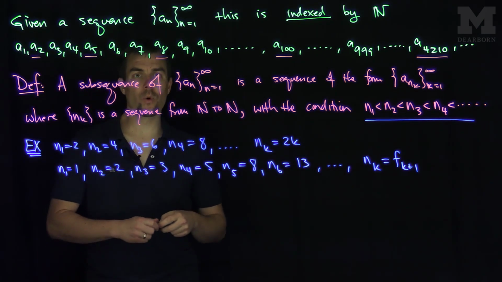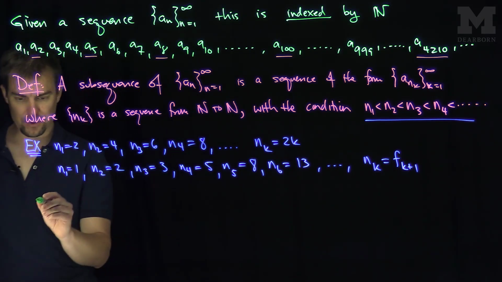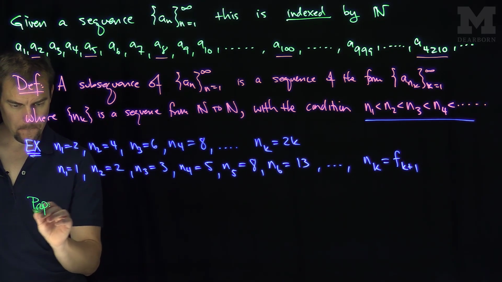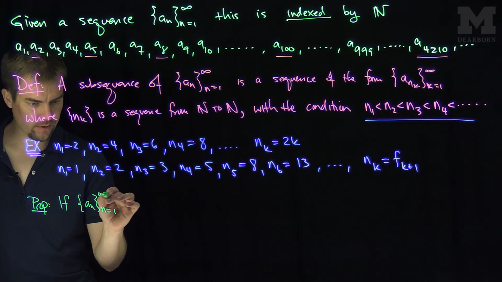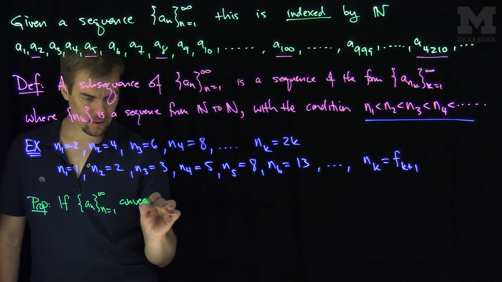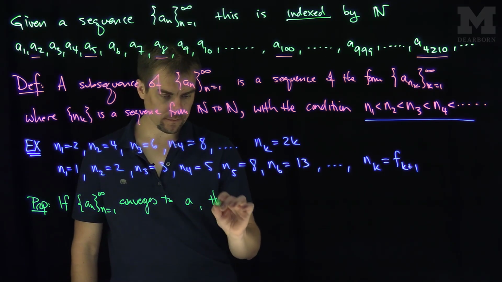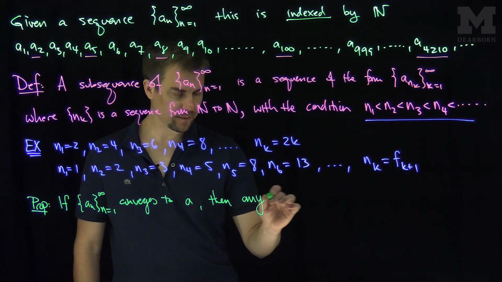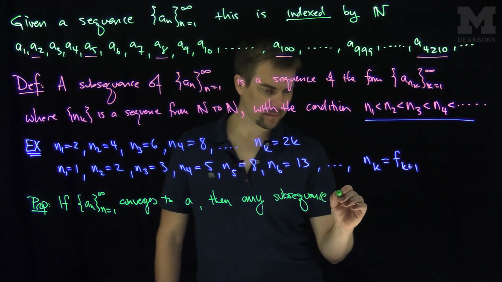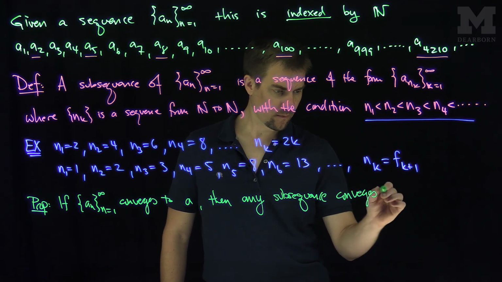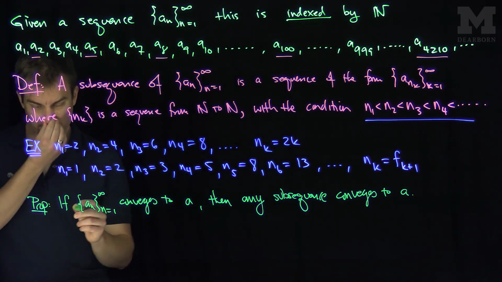And so now, what do we know? One major result about this is that if a sequence converges, so here's a proposition: if a_n, n goes from 1 to infinity, converges to a point A, then any subsequence converges to A. Okay. How do we prove this? We prove this in the following way. Here's the proof.